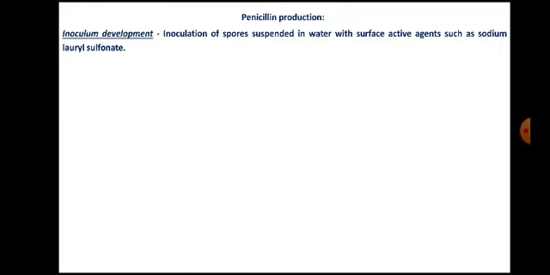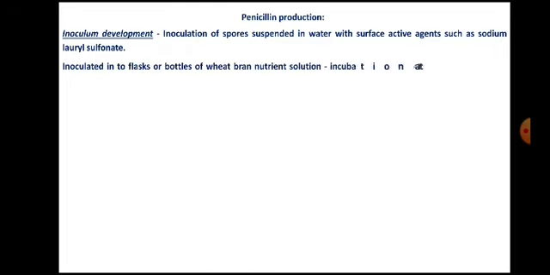and then it is mixed with a surface active agent, so that there will be formation of a homogeneous suspension. Sodium lauryl sulfonate is used as a surface tension reducer that makes it possible to form a homogeneous spore suspension of Penicillium. This is then inoculated into flasks or bottles, which are of course sterile and containing sterile nutrient solution.